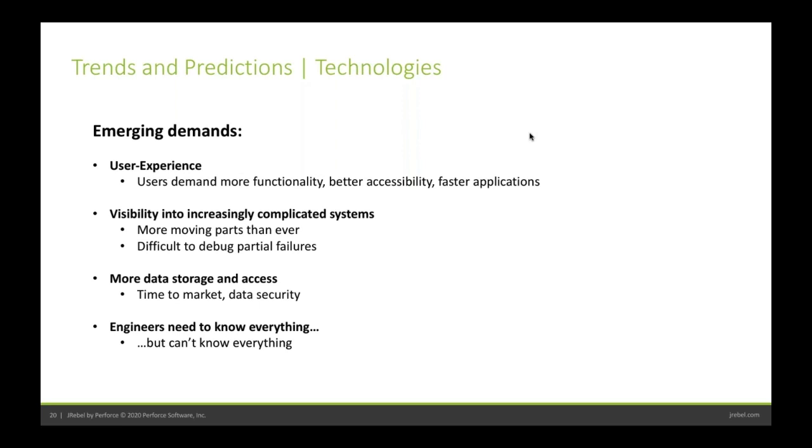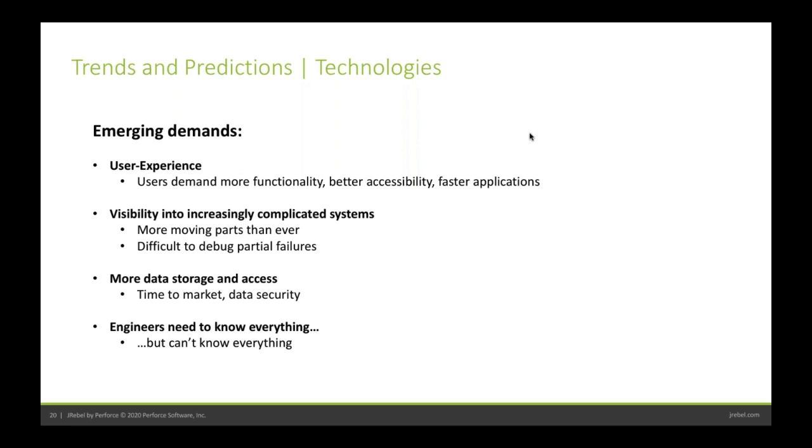We want them to know everything. They obviously can't know everything, but they're being pushed to know more and more than ever. We see more need for full stack developers, for people who can work on front end and back end and understand performance, security, reliability, distributed computing, and the list goes on and on. So how do we deal with those challenges?